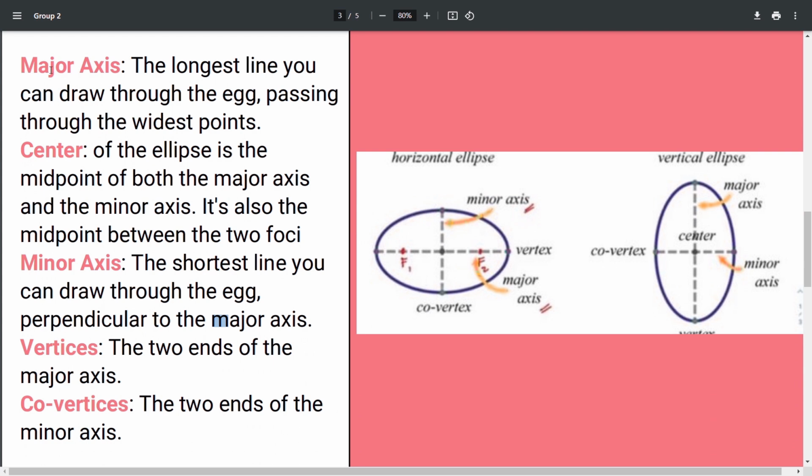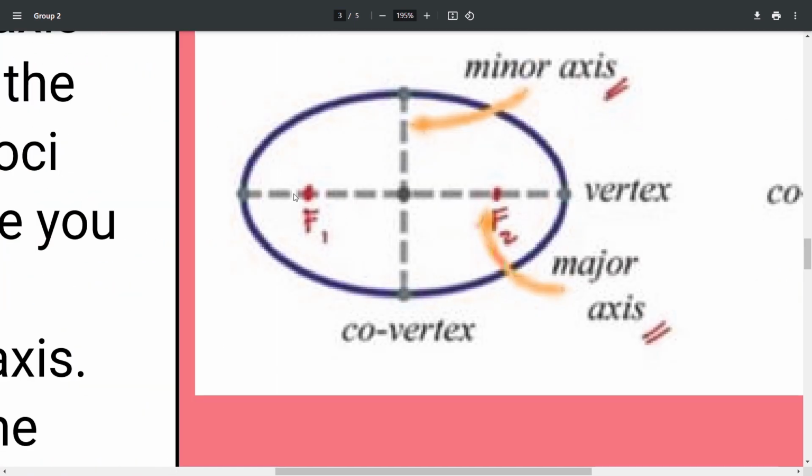First is major axis, the longest line in the ellipse, or the longest line you can draw through the egg. The ellipse is formed like an egg. This is the major axis, the longest line you can see inside the ellipse.